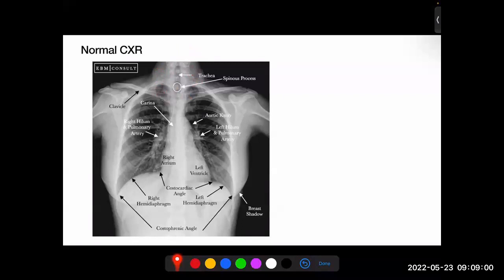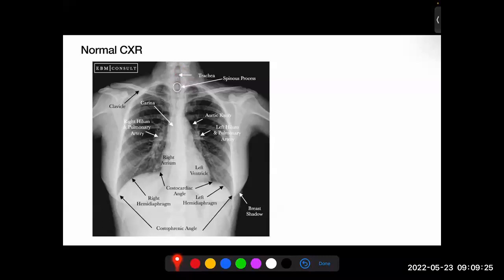So we start up here. How I want us to look at it is in a manner called ABCDE. We start up here, just knowing the normal anatomy. Up here is the neck. This central hypodensity, this central thing, is the trachea.